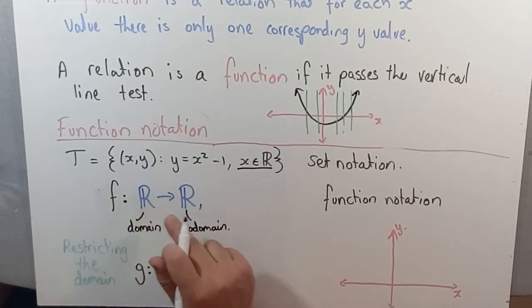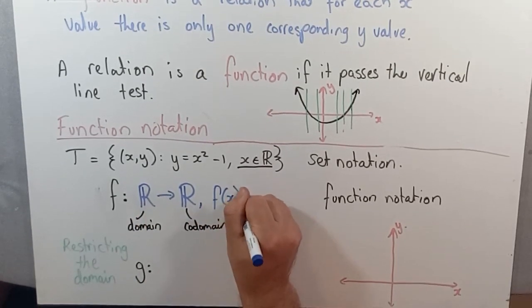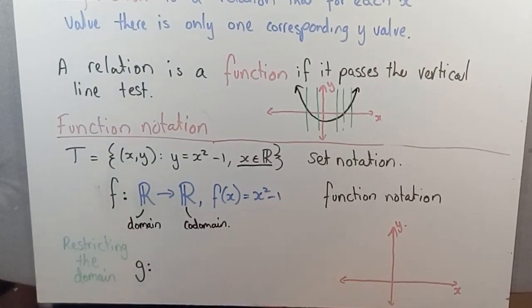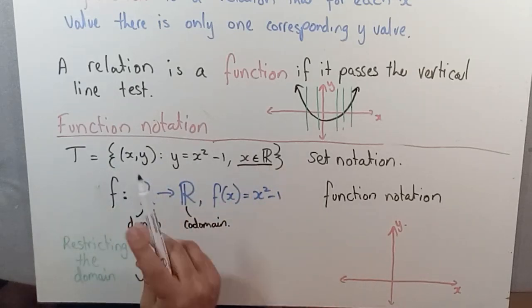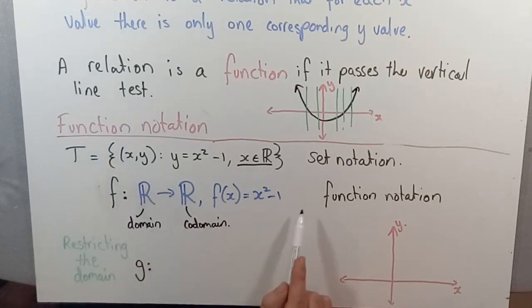All right, so we've got R maps to R. f of x is equal to x squared minus 1. So this is the same thing. This is our set notation. Well, it's a relation, so it's ordered pairs in set notation, and this is our function notation.